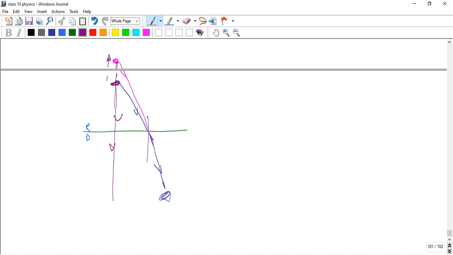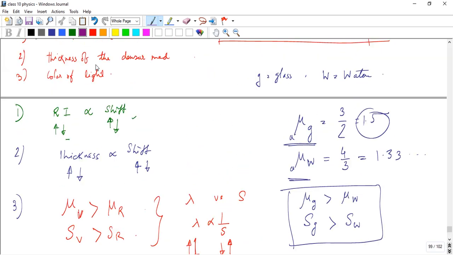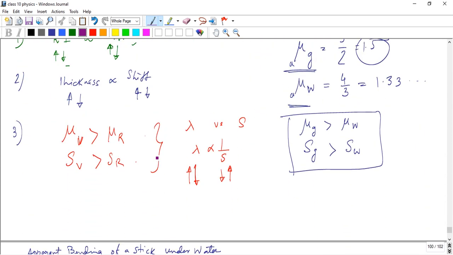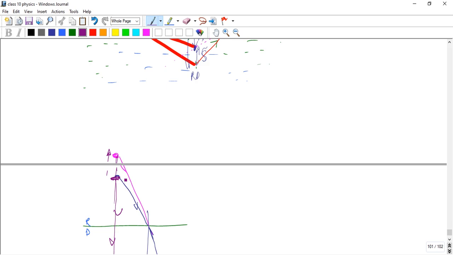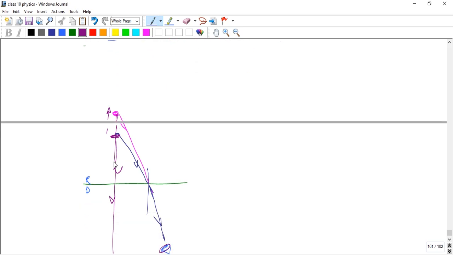Same as when the object is in the air medium: the object appears raised and slightly far away. Actually the object is here, but the observer sees it here, slightly far from the original position.